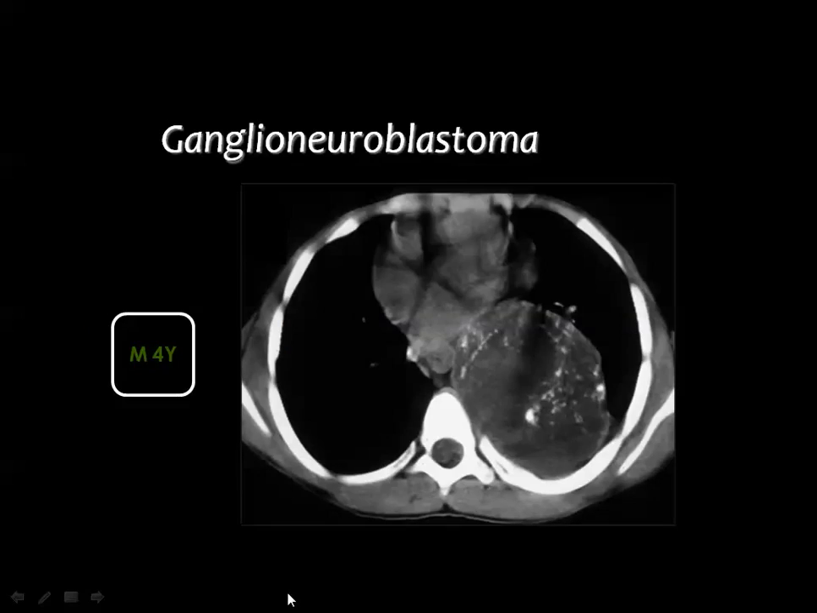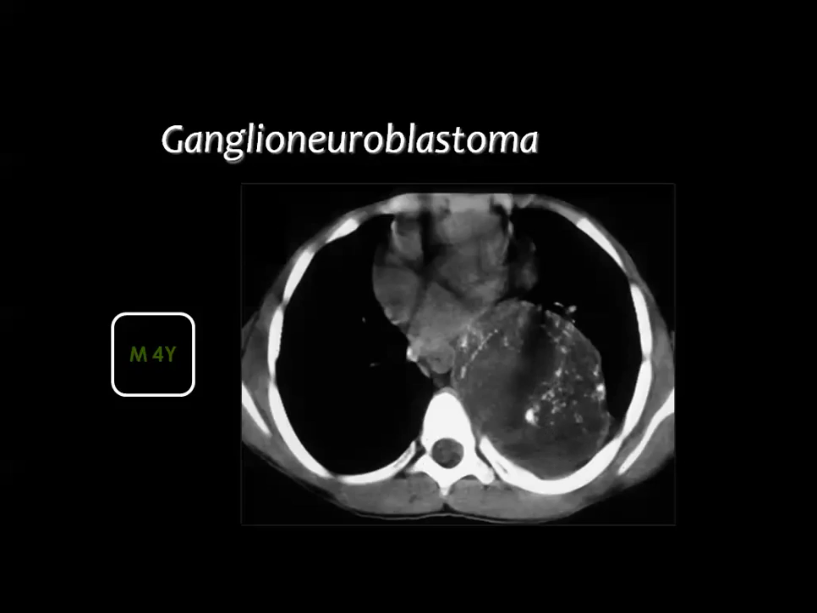Then this is a ganglioneuroblastoma in a male child, 4 years old, and you see it is almost exactly similar to the neuroblastoma, a posterior mediastinal mass in the paravertebral gutter, and it contains calcium.